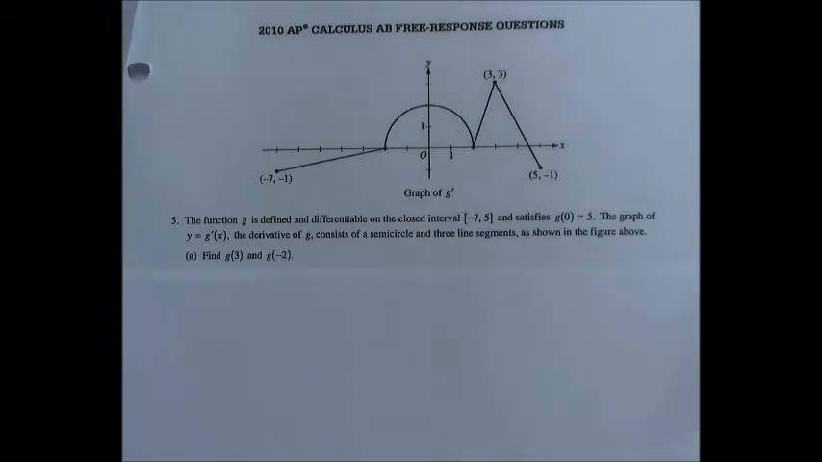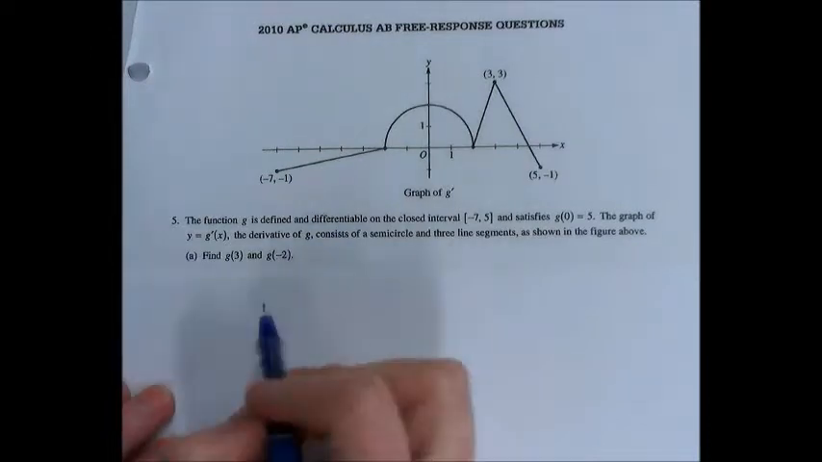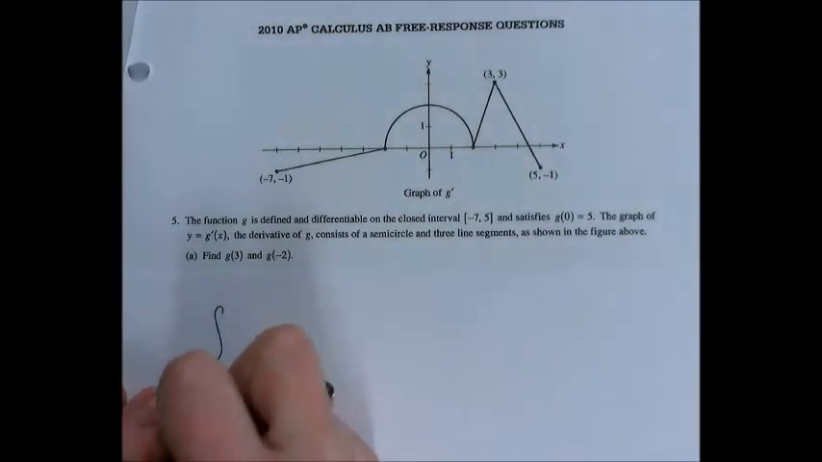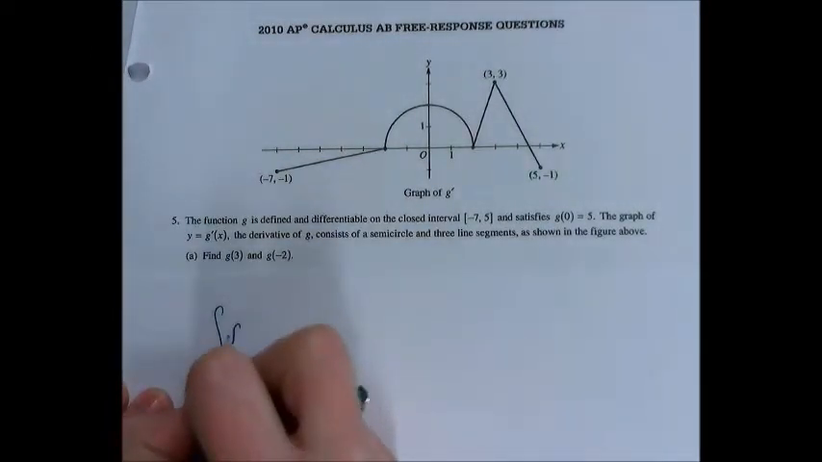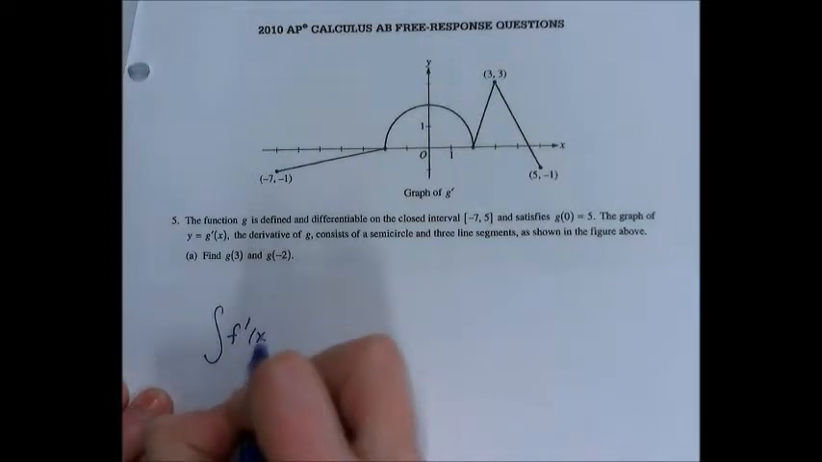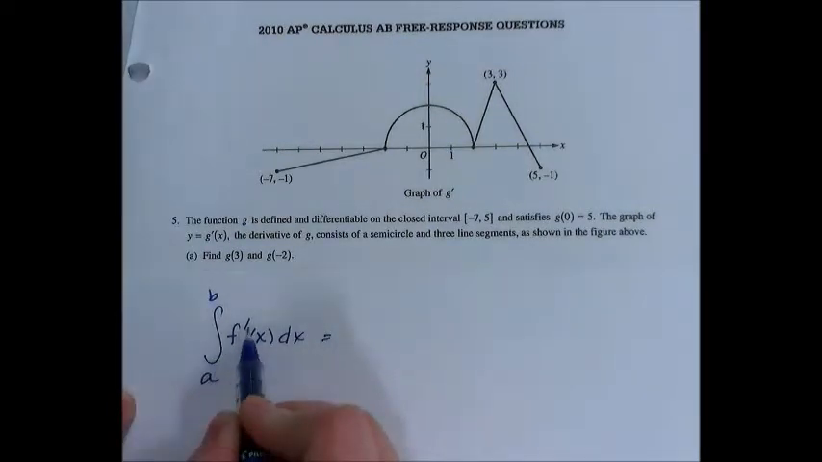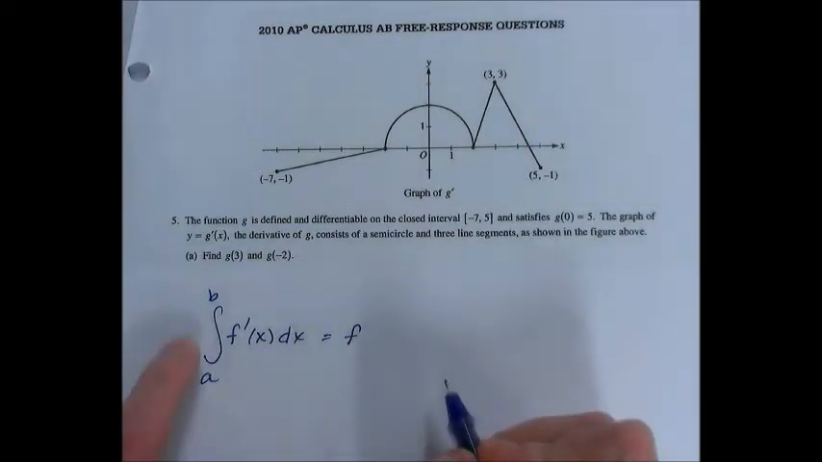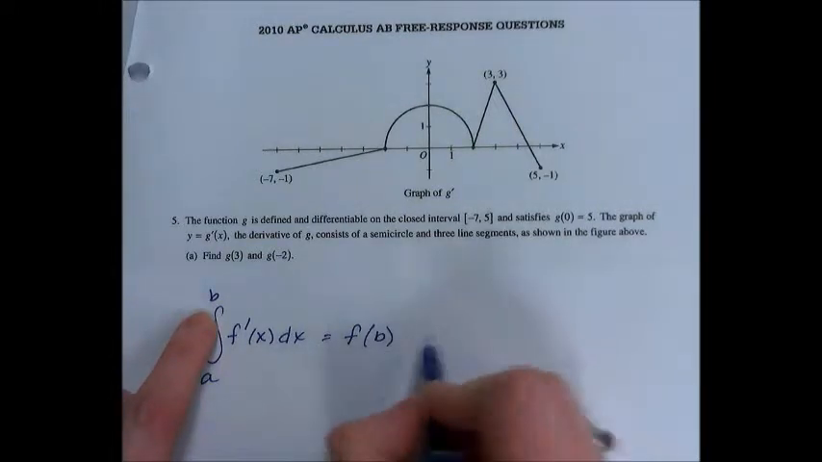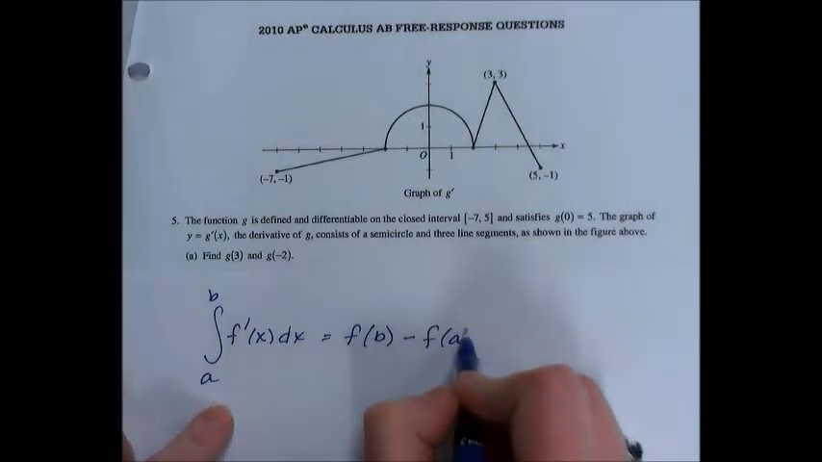2010, number 5. All right, I'm going to try to give you a couple of hints to see if I can get you started on this. So for part A, we have to find g of 3 and g of negative 2. What I'm going to show you is the fundamental theorem of calculus, which says, this is the first fundamental theorem of calculus, the integral of f prime of x dx from A to B. If I integrate f prime, I get f, upper limit minus lower limit.